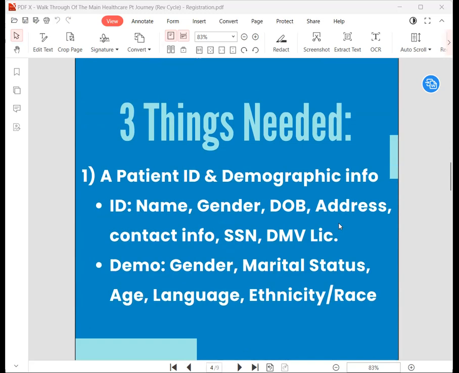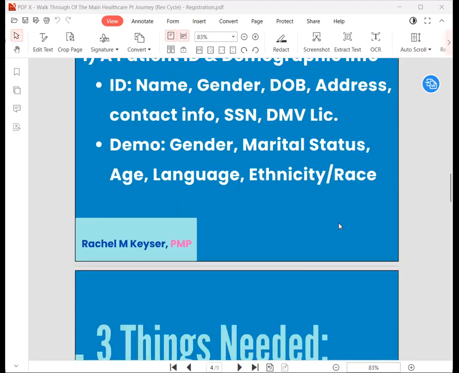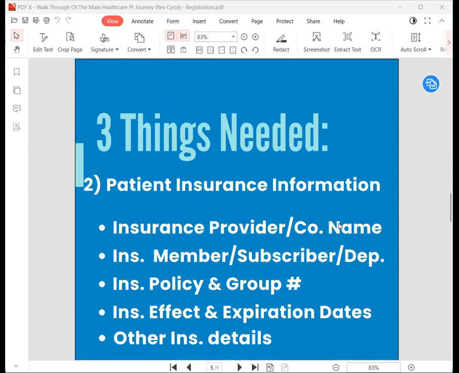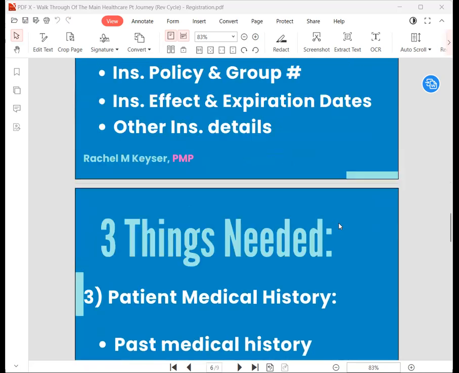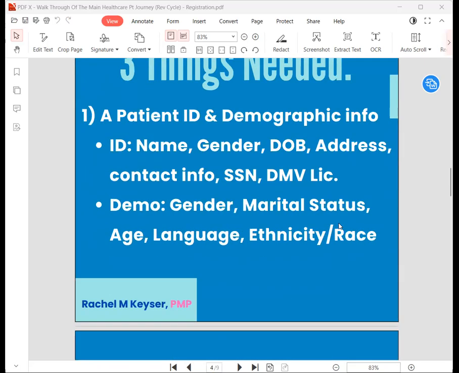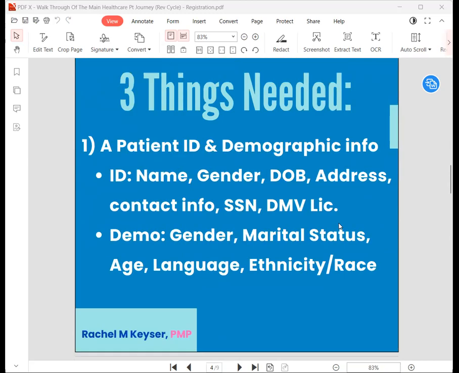Okay, so what are the three things that are needed? The three things are essentially the patient ID and demographic information, in other words, patient identification information. The next part will be the patient's insurance information, as I've mentioned before, and then the patient's medical history. So going a little deeper here, for the patient's identification information, you could separate these, but I wanted to add them together because they are essentially the patient's information.